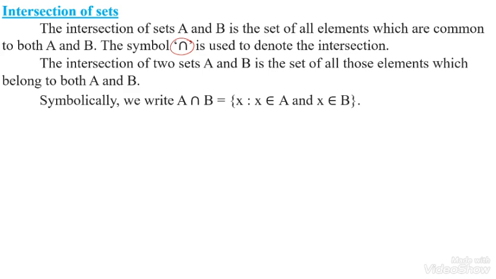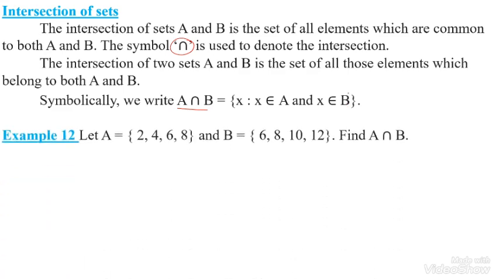The intersection of two sets A and B is the set of all those elements which belong to both A and B. The elements which are present in both sets, that is, common elements between the two sets, are called the intersection of sets. Symbolically, we write A intersection B is equal to {x such that x is an element which belongs to set A and x is also an element which belongs to set B}. I will take one example here.